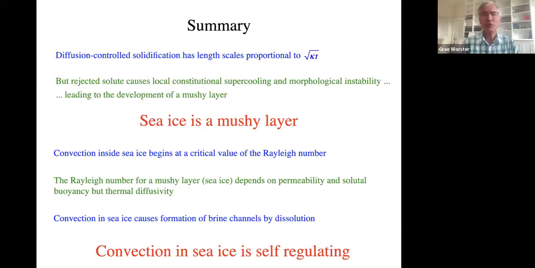So, two important messages that I want you to take away, in red. Firstly, that sea ice is a mushy layer, and we've understood what a mushy layer is. It's an ice lolly, but made of salt. And secondly, that convection in sea ice is self-regulating in an important way that leads to simple parameterization. I won't talk through the other conclusions, really not a conclusion so much as a summary of the things that I've talked about.